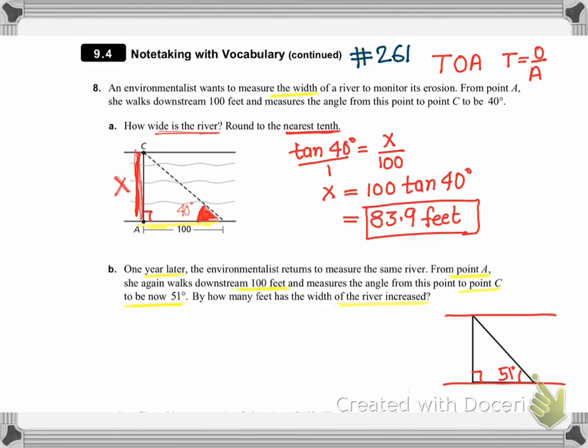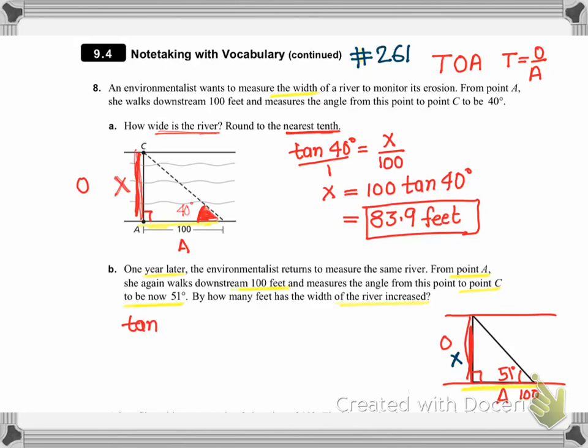I can assume this is the opposite leg, and this is the adjacent one. Keep in mind here, this was adjacent and this is opposite. We have to again find this width, and we are going to assume it to be x. We do the same procedure. Here it is 100, since she again walks down 100 feet. So let's do the calculation the same way.